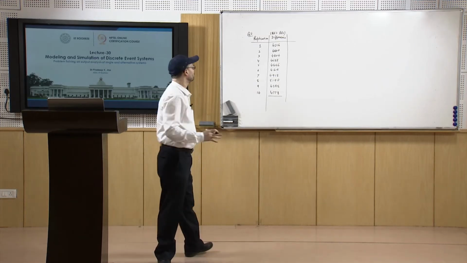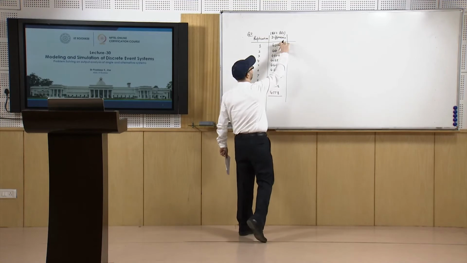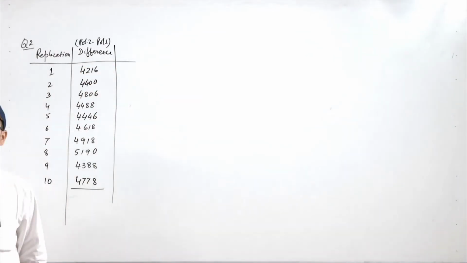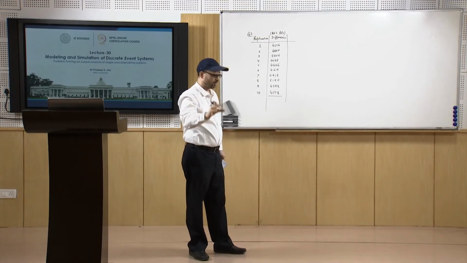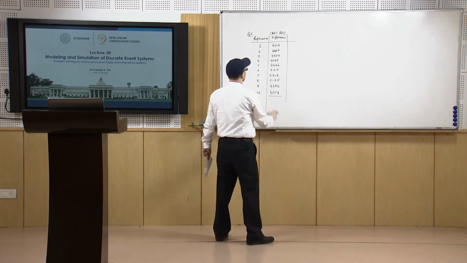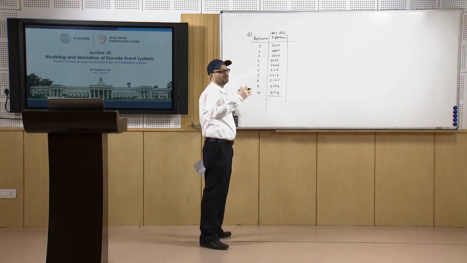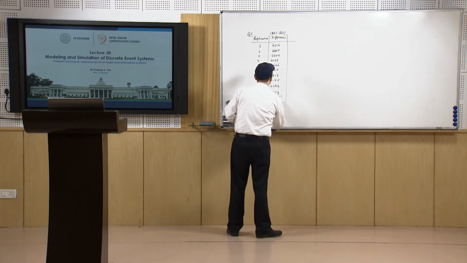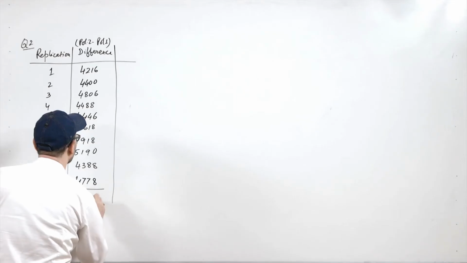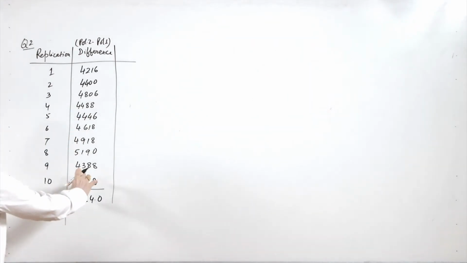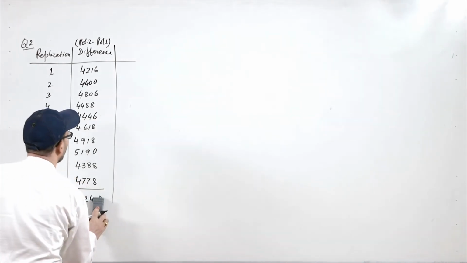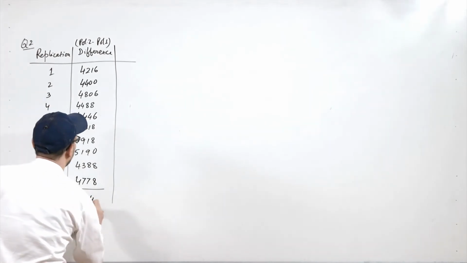So, what we have to do? We have to find the confidence interval for this mean difference. So, the mean of this is to be obtained, so we have to sum it and then take its mean. The sum is coming out to be something like 4624. So, this is the mean basically. 4624 is the mean value. So, we will write 4624 as the average.